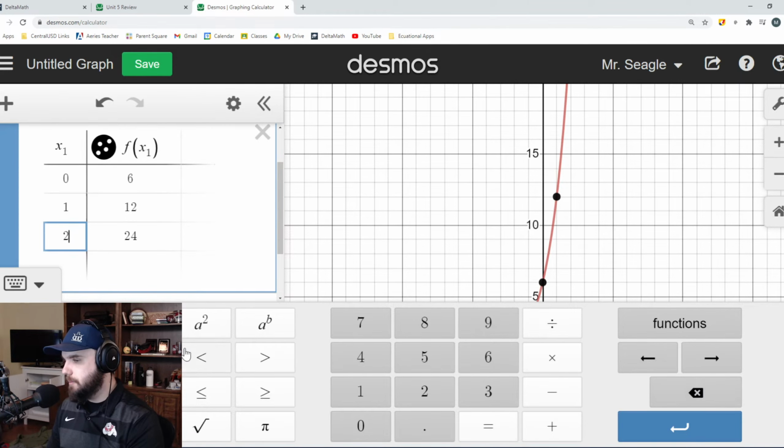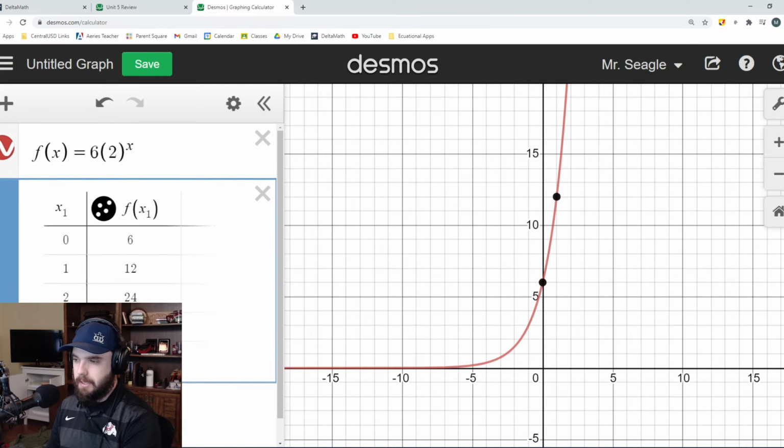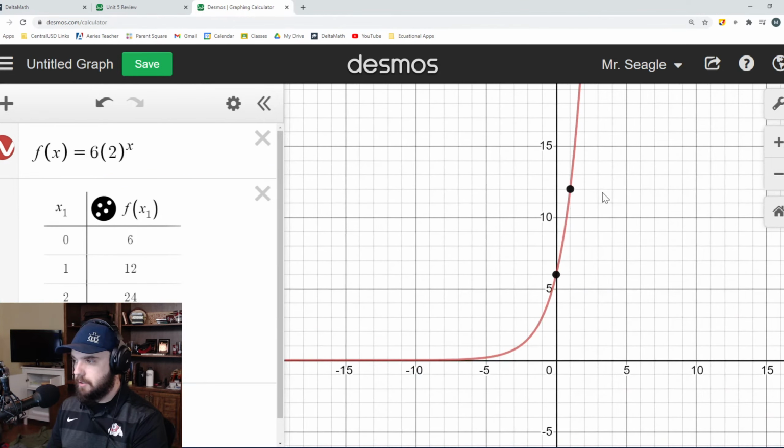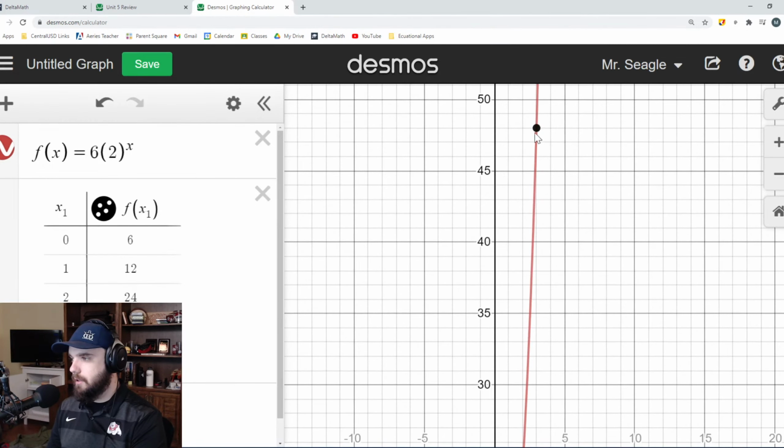What's happening here is our y-intercept is 6, and we're doubling every single time. If we were to add another one, we're going to double again. We're starting at 6, going up, doubling to 12. We're going to double again: 24, 48, 96, and so on.